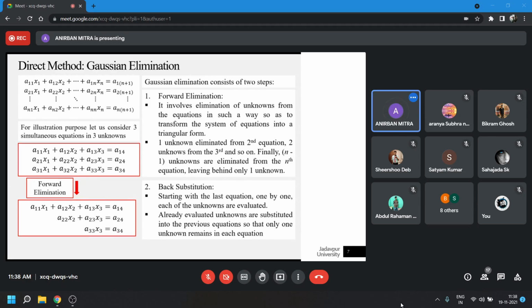That is simple enough. And once x3 is known, then you can go back to the previous equation and find out x2. That is part of back substitution. And you will move in that manner towards the first equation. So when you arrive at the first equation, both x2 and x3 are known to you. So what is the unknown here? x1 is the unknown. And you can simply calculate it by substituting the values of x2 and x3 in that first equation.